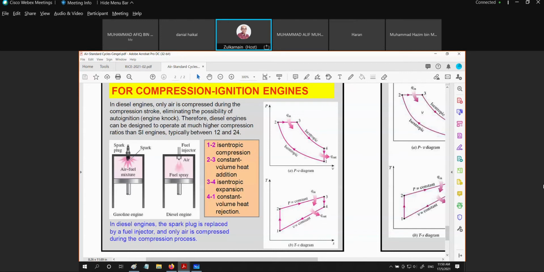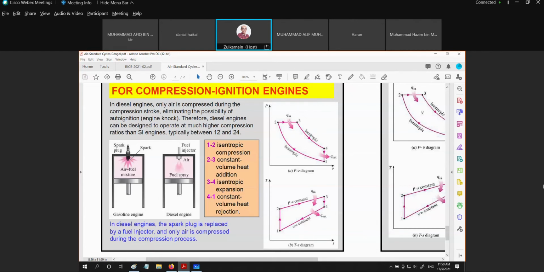This is not a constant volume heat addition, but a constant pressure heat addition. So please correct it: 2 to 3 is a constant pressure heat addition. 3 to 4 is still the expansion process, isentropic, reversible adiabatic, and 4 to 1 is the heat rejection.